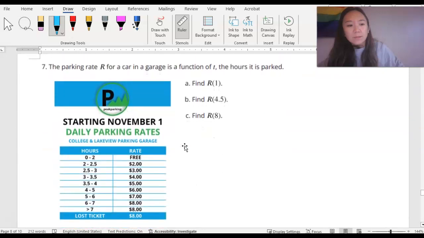All right, number 7, the parking rate R for a car in a garage is a function of T, the hours it is parked. So T is the input, R is the parking rate, how much it costs. So R of 1 for 1 hour is actually free. For 4.5 hours, we're looking between 4 and 5, so that would be $6. And then R of 8 is greater than 7, so this would be $8.